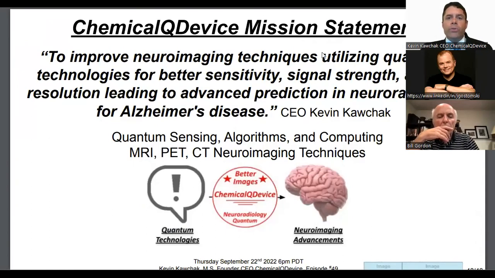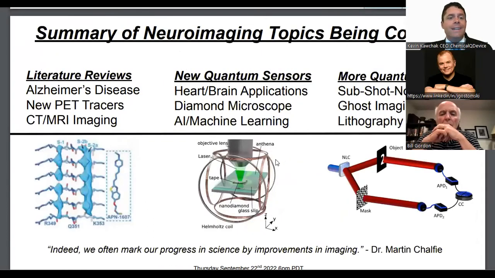Now, the chemical Q device mission statement is to improve neuroimaging techniques utilizing quantum technologies for better sensitivity, signal strength, and/or resolution, leading to advanced prediction in neuroradiology for Alzheimer's disease. This includes quantum sensing, quantum algorithms, and computing for MRI, PET, and/or CT neuroimaging techniques.